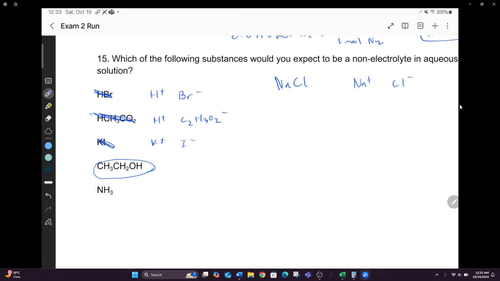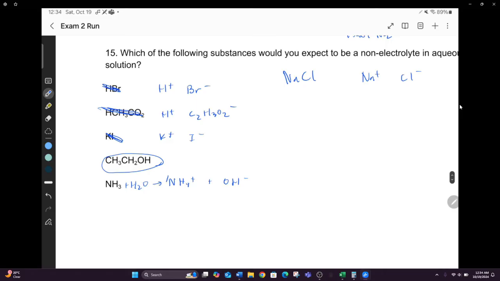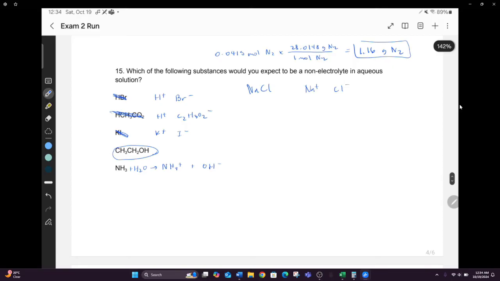And NH3, how you would think of this is it turns into NH4 plus and OH minus. Because remember that we're in an aqueous solution, so some of these waters are going to give up a proton to it. A water molecule with NH3 would form that. Because remember, you're in an aqueous solution, so that's why that would form. And as you can see, this is an ion, basically. That's why CH3CH2OH would be our answer.